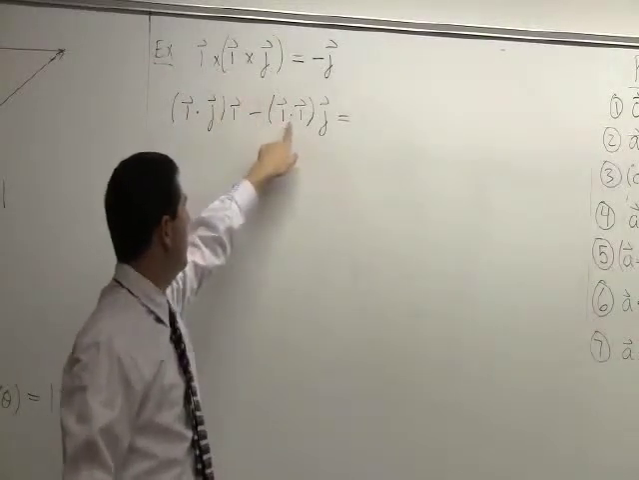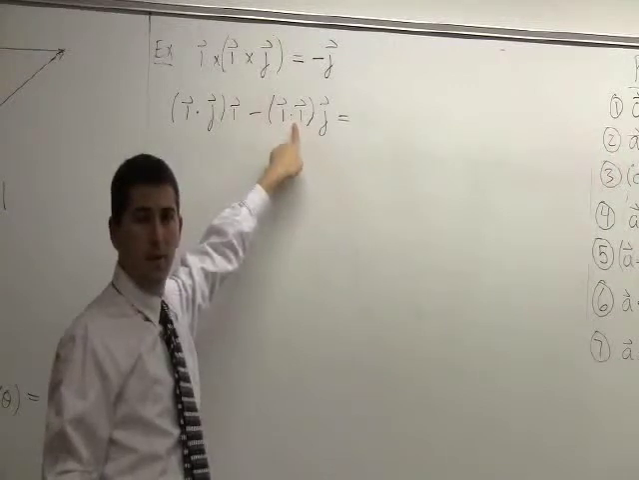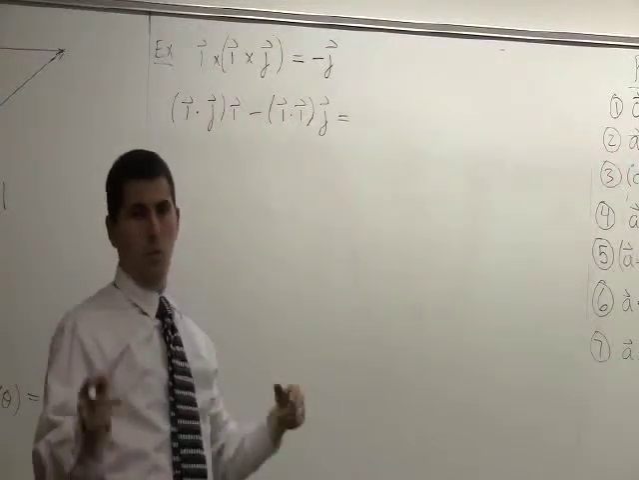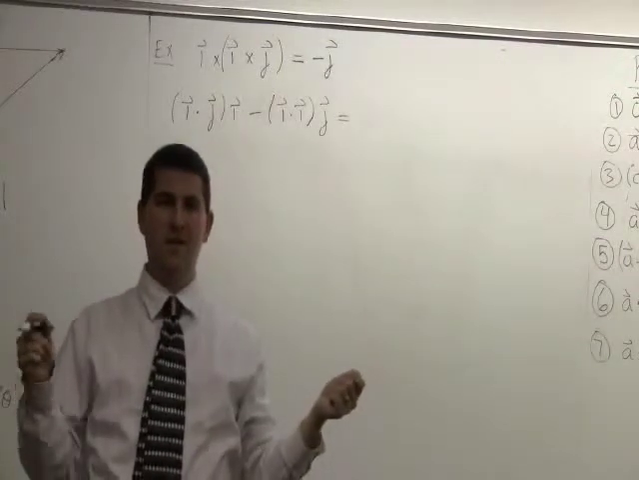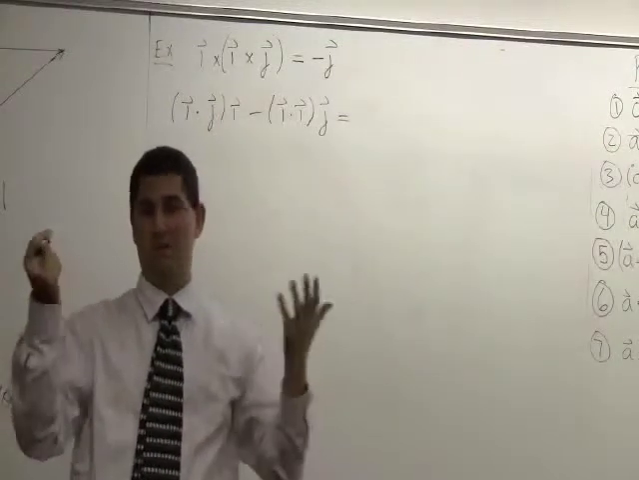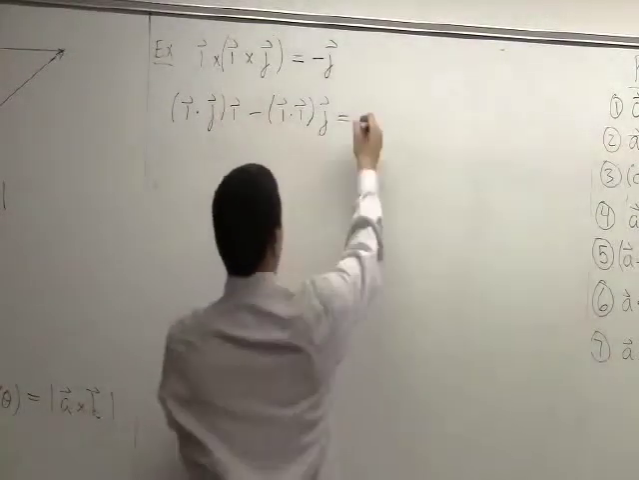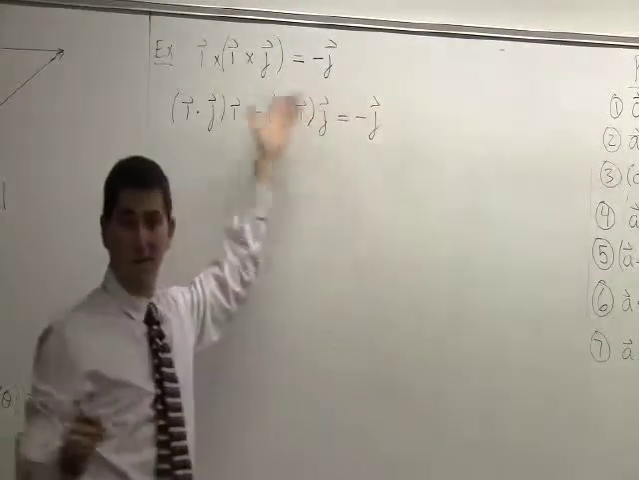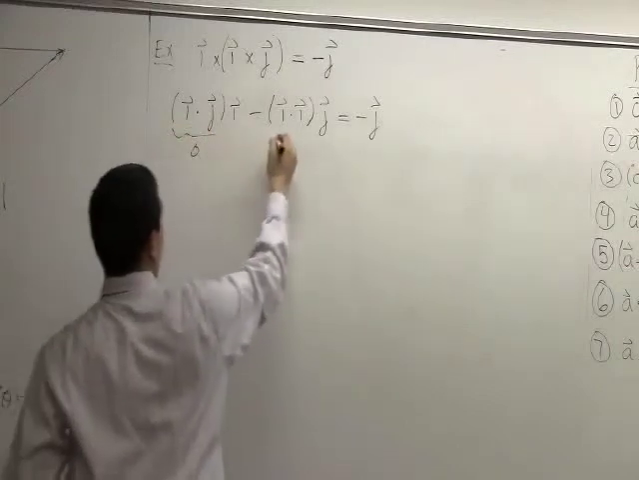And then what happens if you dot product I with itself? 1, 0, 0, dot 1, 0, 0. So it's just 1 times 1 plus 0 times 0 plus 0 times 0. So it's 1. So that's 1 times J. So you have minus 1 times J is minus J. Okay, sure. Look, it worked. This was 0. And this is 1.